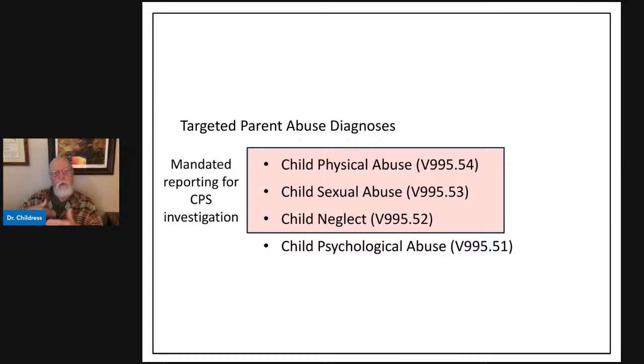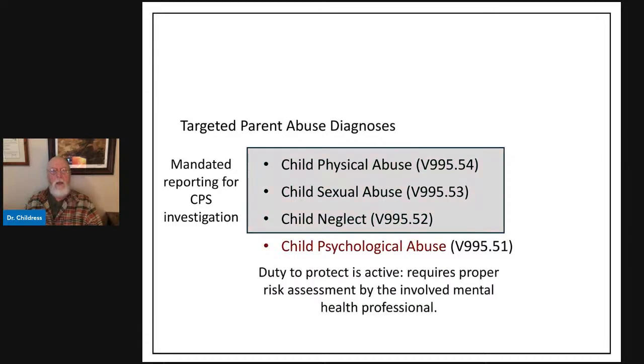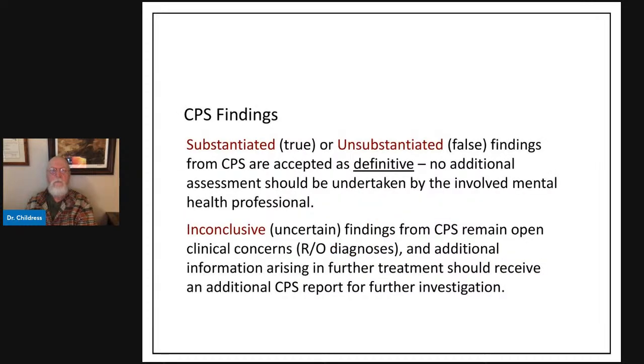Psychological child abuse, though, is not part of that mandated reporting requirement. But for child psychological abuse, the duty to protect is still active, and it's still abuse, and it's still a dangerous pathology. So the mental health professional who's involved is still required to conduct a proper risk assessment for the danger of child psychological abuse by the one parent or the other, depending upon the situation, symptoms, and allegations.